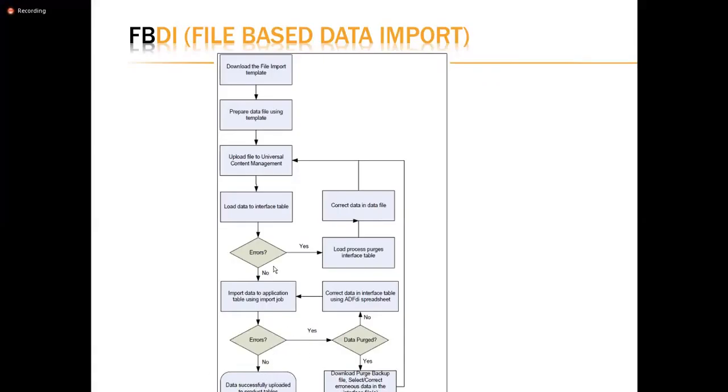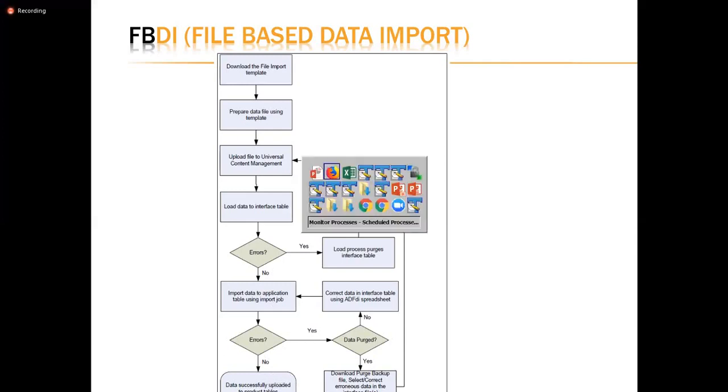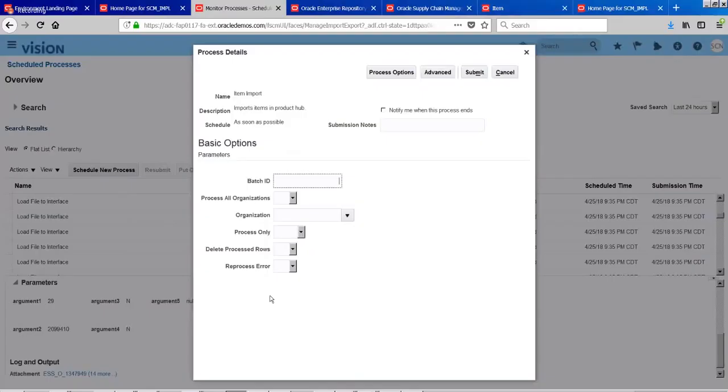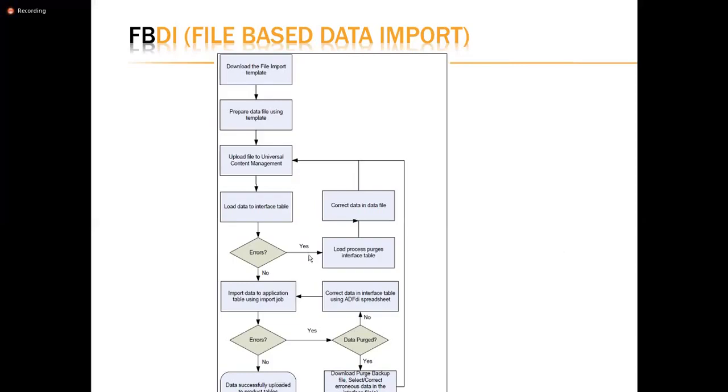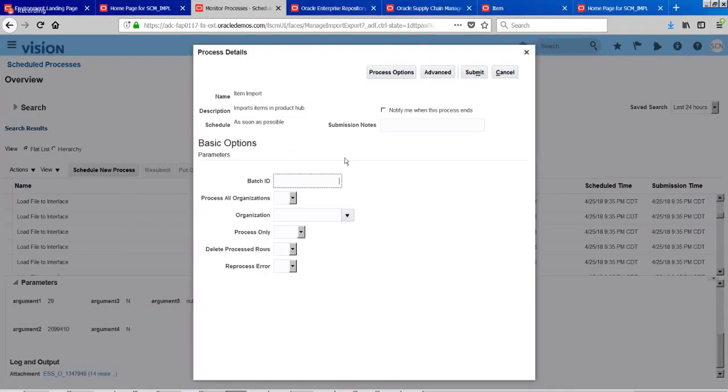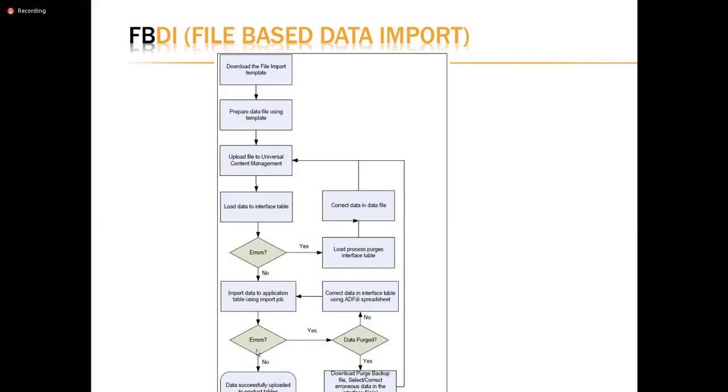You told that in two ways we can make a correction, right? Let us say if it fails at the interface level, then there's no other way. We have to correct in the data file only. Once we run the item import program, if we have any errors, we have two ways. One, create the data file again and send it, or you can correct it in the ADFDI spreadsheet.